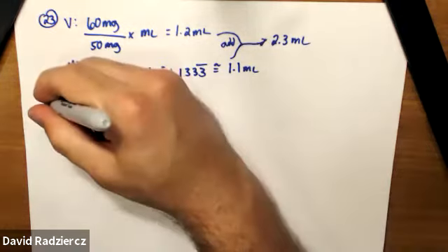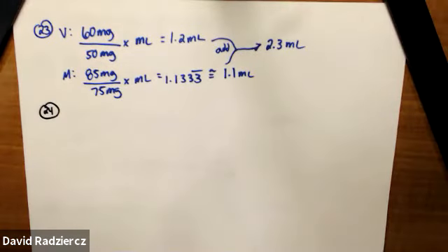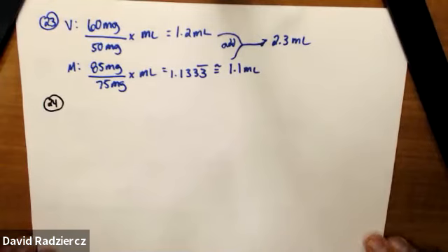24 is a weight-based question. You'll see a lot more of these when you get into third semester, when you do the heparin protocol, and also when you do pediatric dosages. Weight-based calculations become very important.